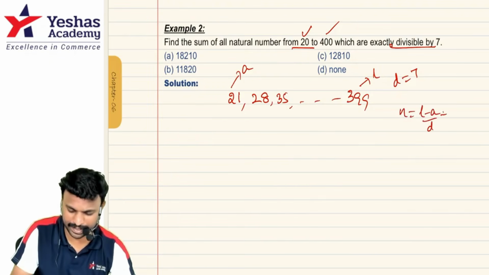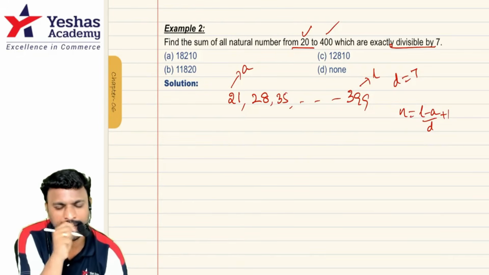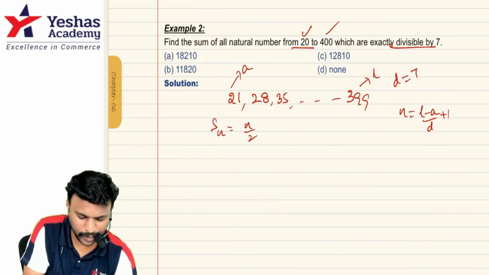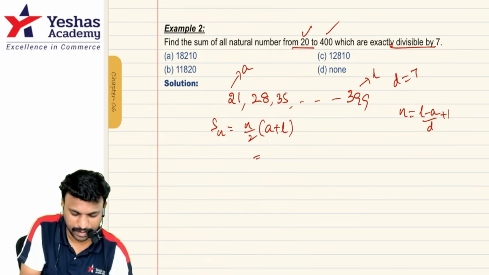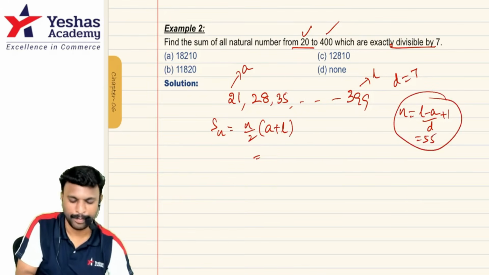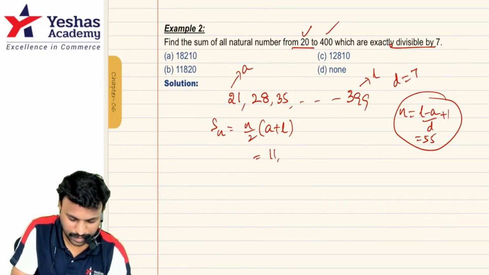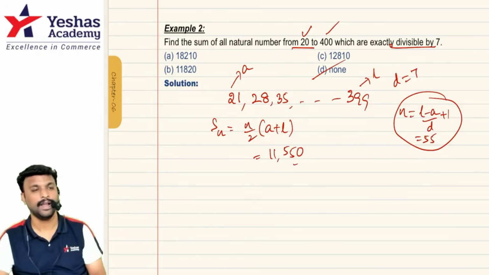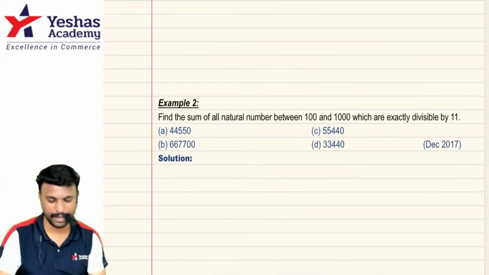So can't I find N? L minus A by D plus 1. Why do I need N actually? To find the sum, N by 2 into A plus L. Tell me the answer. N is 55. Put it in this formula, A plus L into N by 2. 5500? Again, none of these. Sir, can the answer be none? Yes. If you don't find the answer among the options, definitely it is none only.